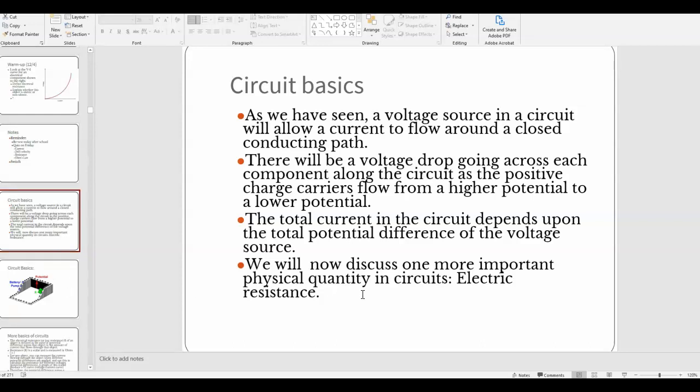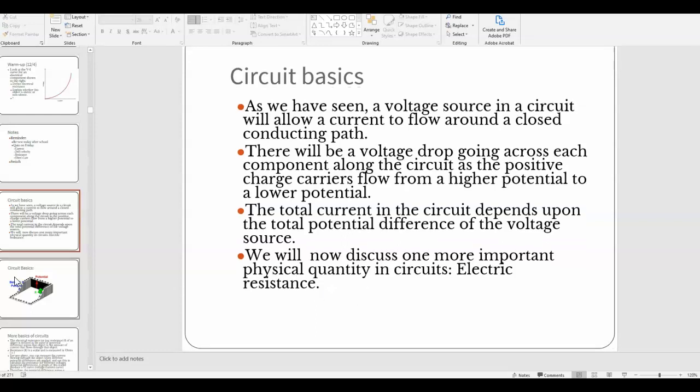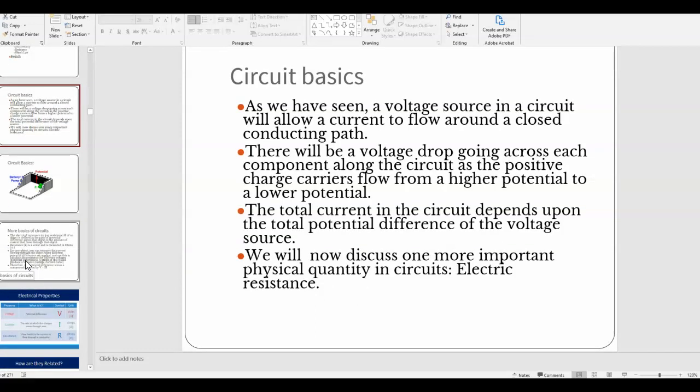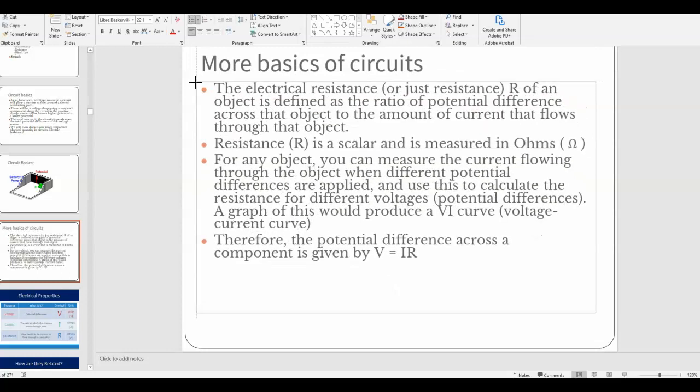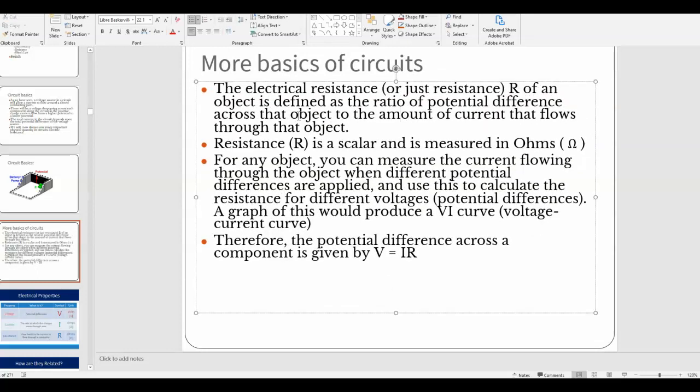For right now, we're going to discuss one more key quantity to dealing with circuits, and that is the concept of electric resistance. I say this all the time, but please do not forget that definitions are important. There's a difference between knowing what something means and knowing what the definition is, and you need to know both of those things. Here's the definition of electric resistance. The electric resistance of an object is defined as the ratio of potential difference across that object to the amount of current that flows through that object.